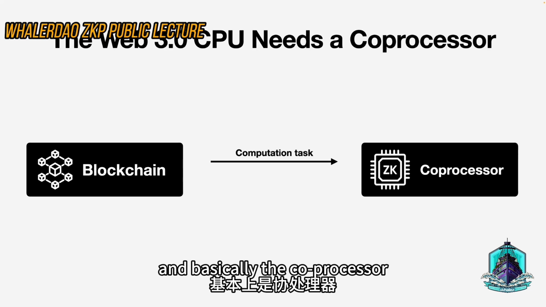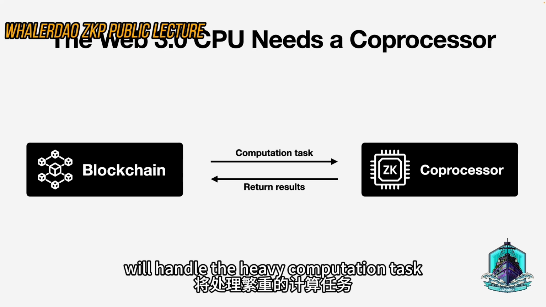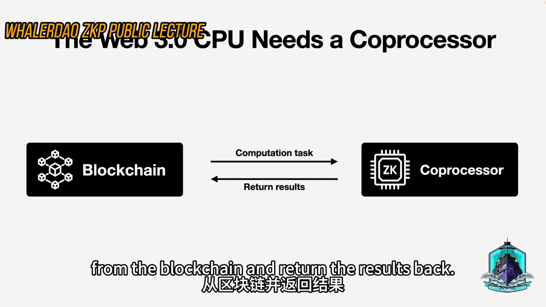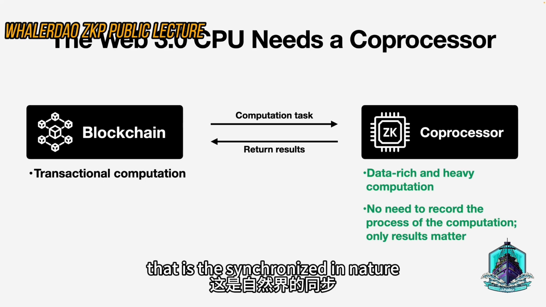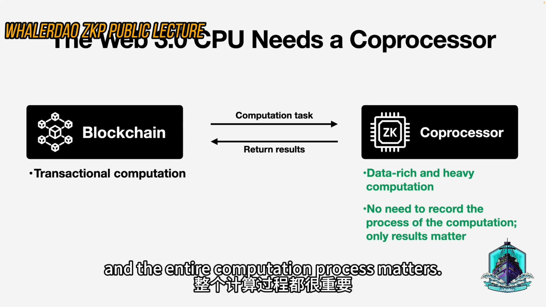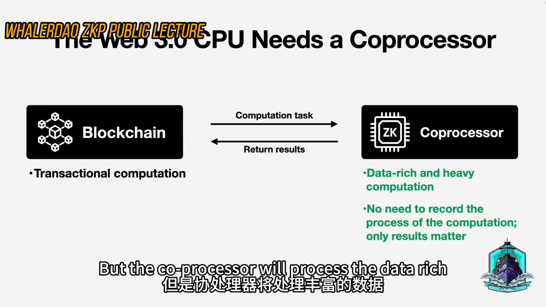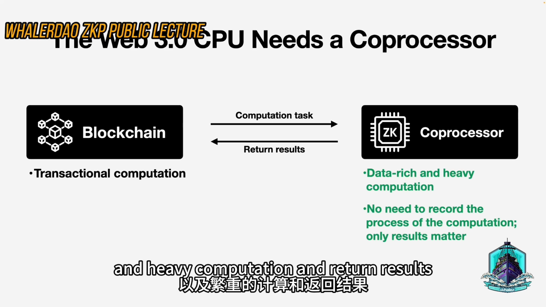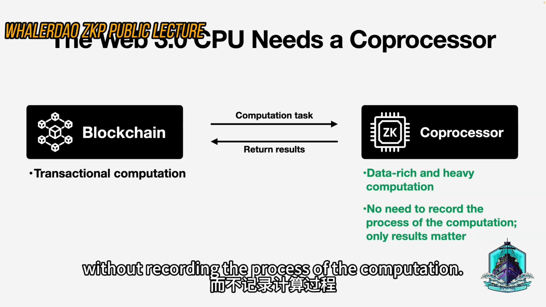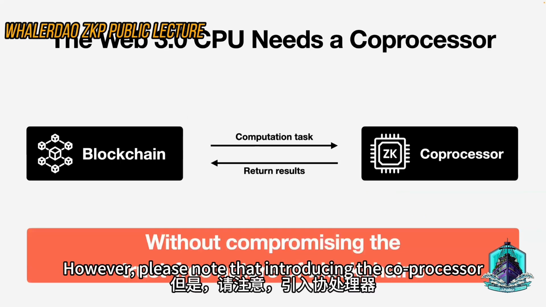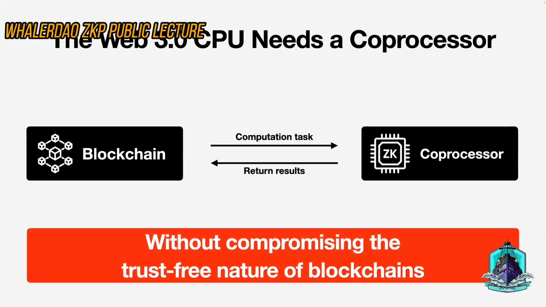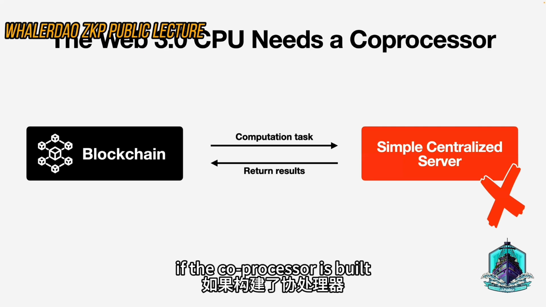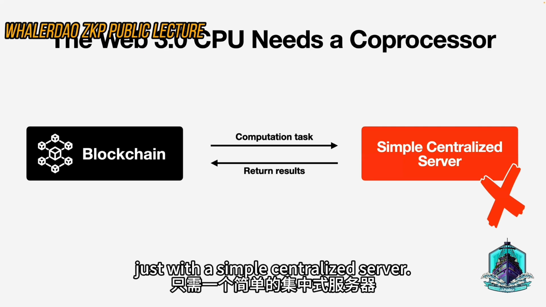Basically, the coprocessor will handle the heavy computation task from the blockchain and return the results back. The blockchain should only focus on the transactional computation that is synchronized in nature, where the entire computation process matters. But the coprocessor will process the data-rich and heavy computation and return results without recording the process of the computation. However, please note that introducing the coprocessor will not compromise the trust-free nature of blockchains. That is why it does not work if the coprocessor is built just with a simple centralized server.